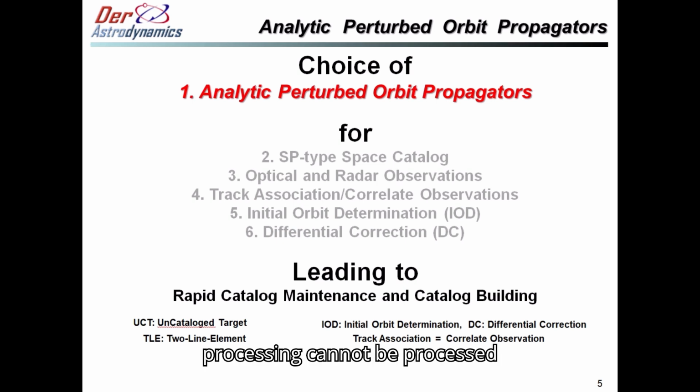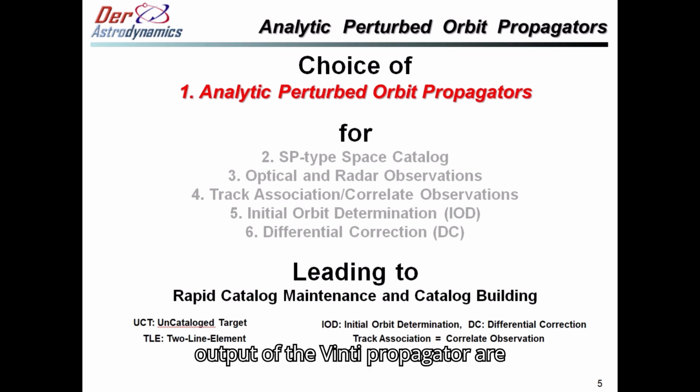If UCT processing cannot be processed accurately, then the choice of HB4 leads to good performance for primarily catalog maintenance. Extending HB4 for long duration orbit propagation has nothing to do with catalog maintenance and not helpful for catalog building. The Winty propagator, which has been neglected by the US Air Force, US Space Force, and astrodynamics researchers for decades, can perform analytic perturbed orbit propagation for both track association and UCT processing for known and unknown objects.